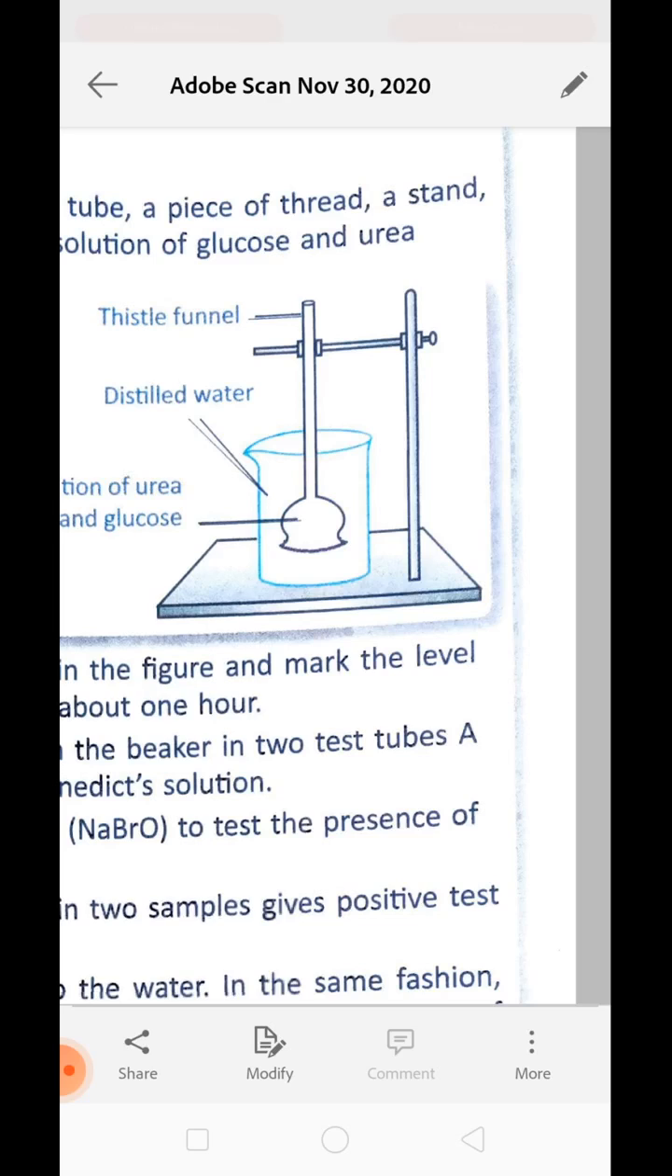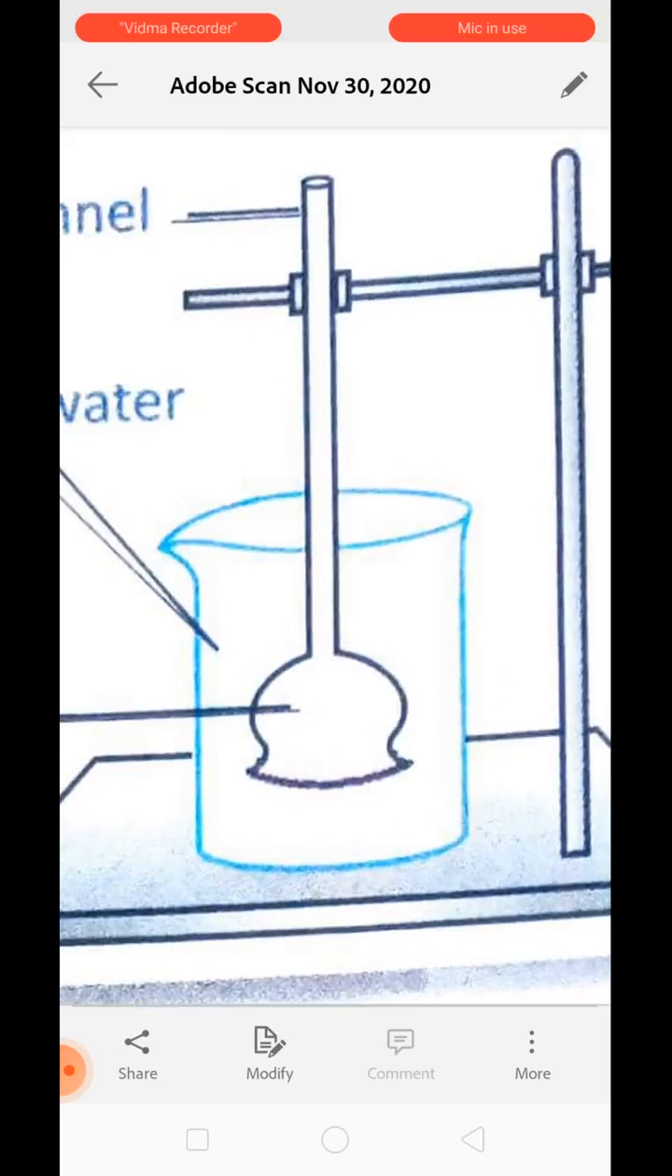Now fix the funnel to a stand as shown in the figure and mark the level of solution in the stem of the funnel. We will mark the level of solution in the thistle funnel and then we will leave this whole setup for 1 hour. Okay, now what do we have to do in the third step?